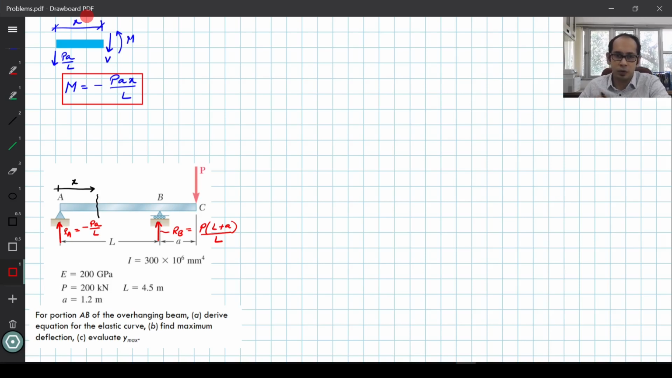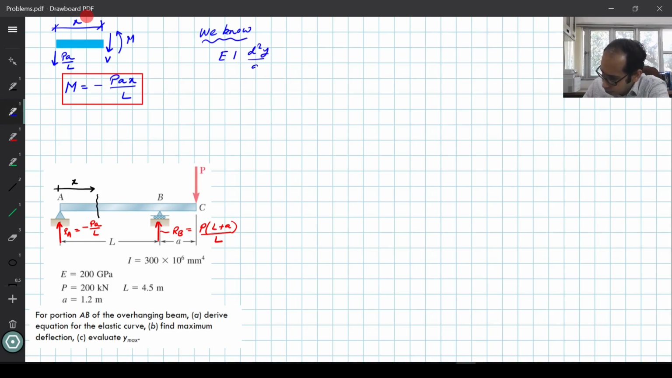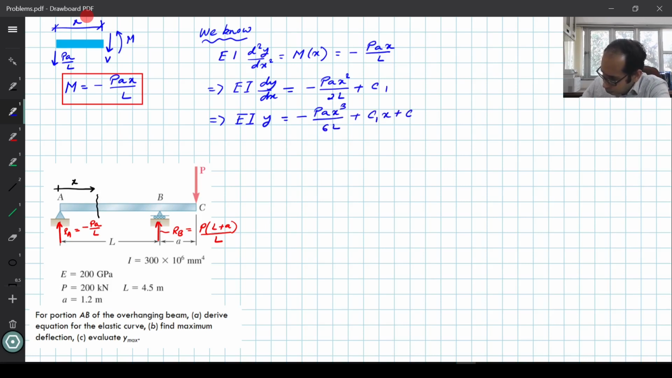So I'm going to plug that in over here and integrate it twice, first to find the expression for the slope and then the expression for the deflection. That will give me the equation for the elastic curve. So these are the two expressions that I got, first for the slope and then for the deflection.